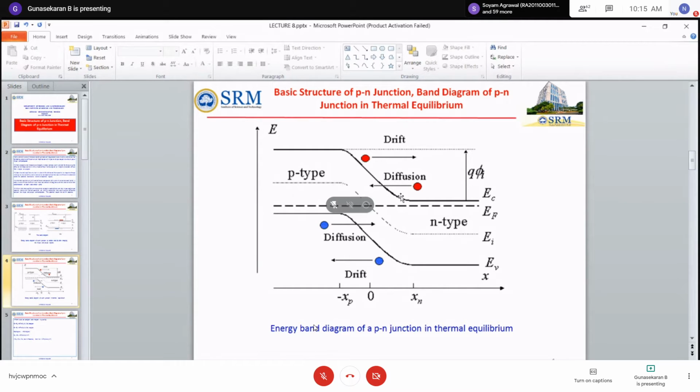Do you understand the diagram now? If any doubts or clarifications, please ask. Yes?